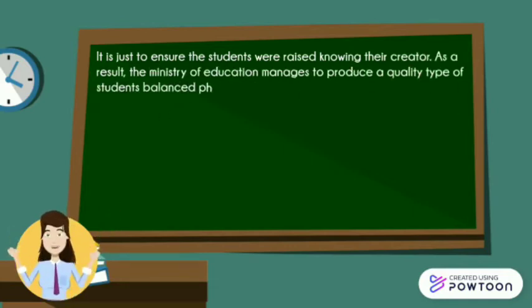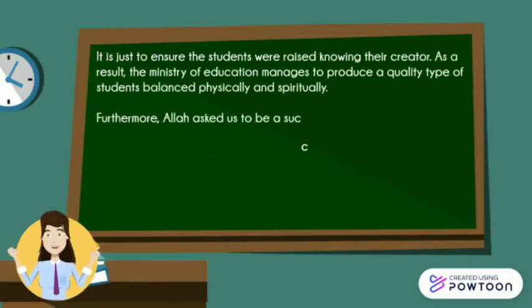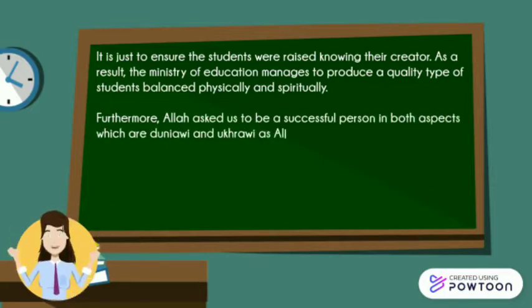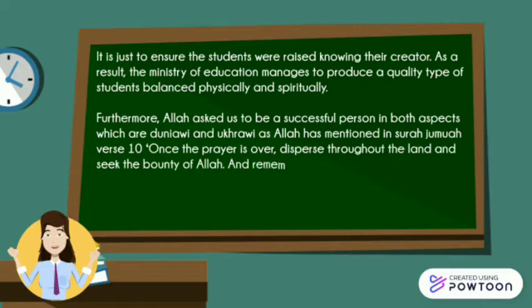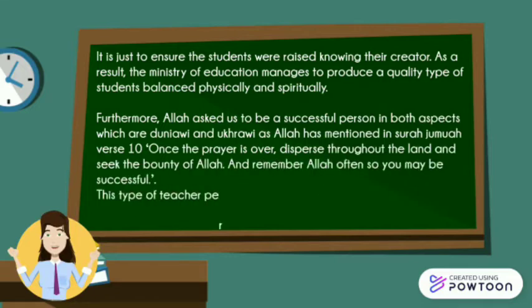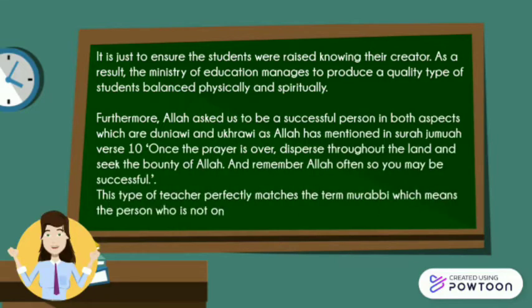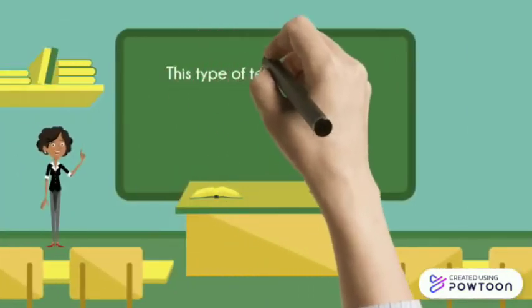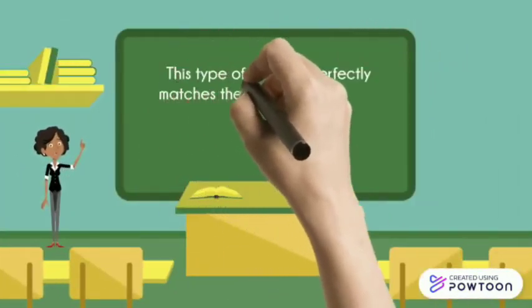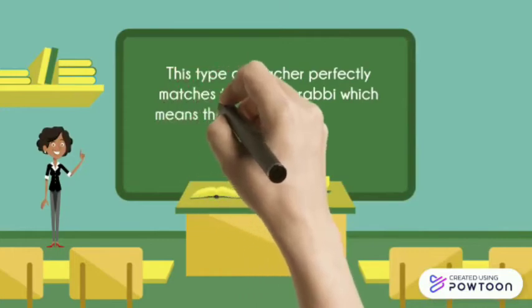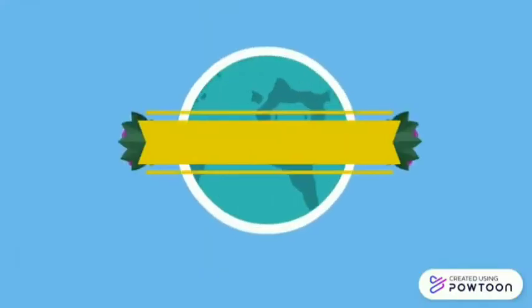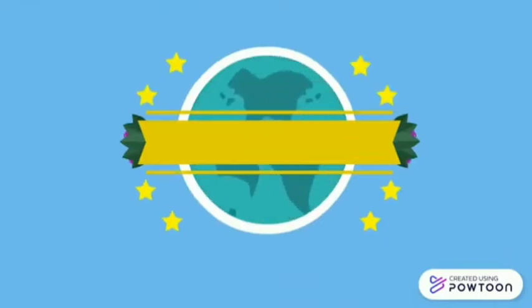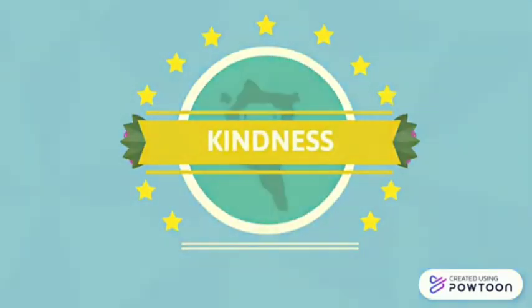Furthermore, Allah asks us to be balanced between dunyawi and ukhrawi, as Allah has mentioned in Surah Jumu'ah verse 10: once the prayer is over, disperse throughout the land and seek the bounty of Allah, and remember Allah often, so you may be successful. This type of teacher perfectly matches the term murabbi, which means the person who is not only knowledgeable but also pious. The other good trait practiced by an effective teacher is kindness.